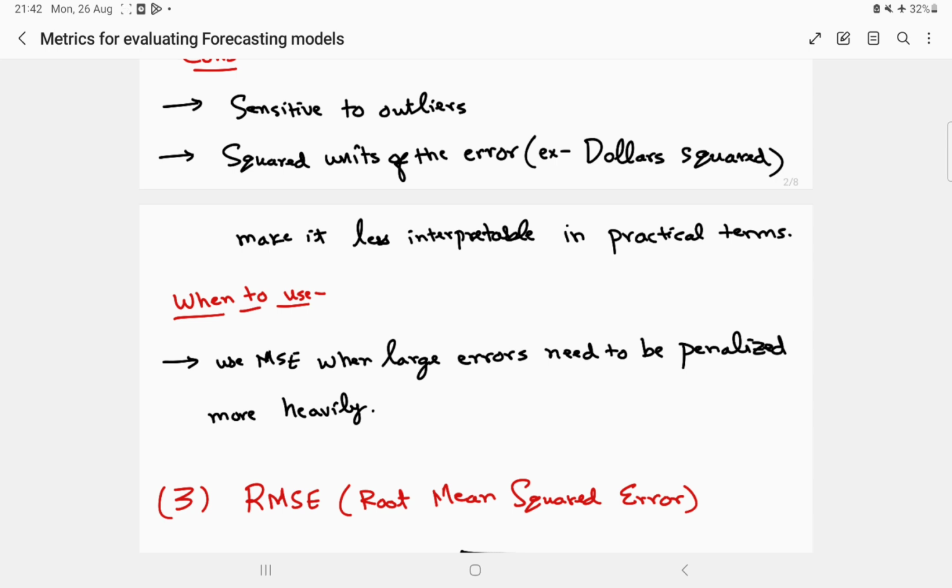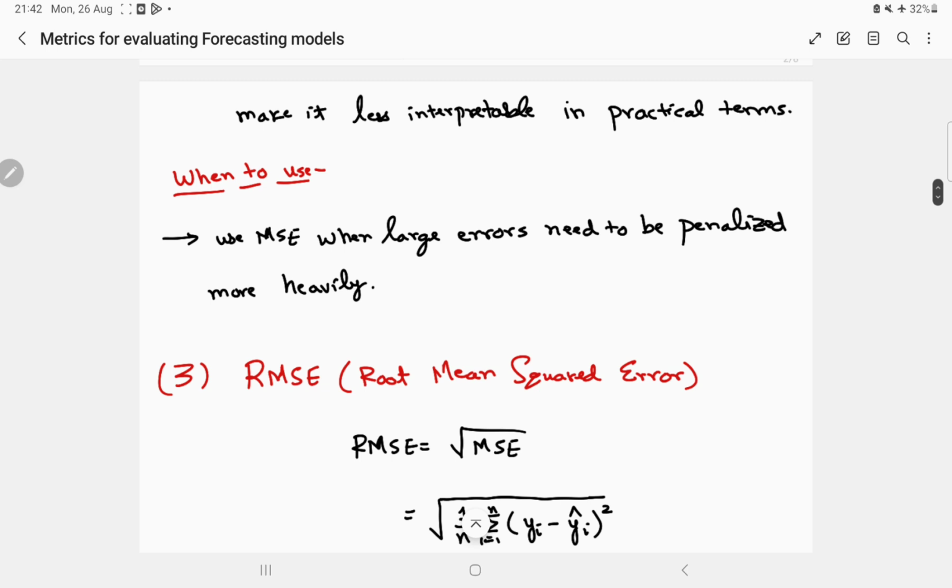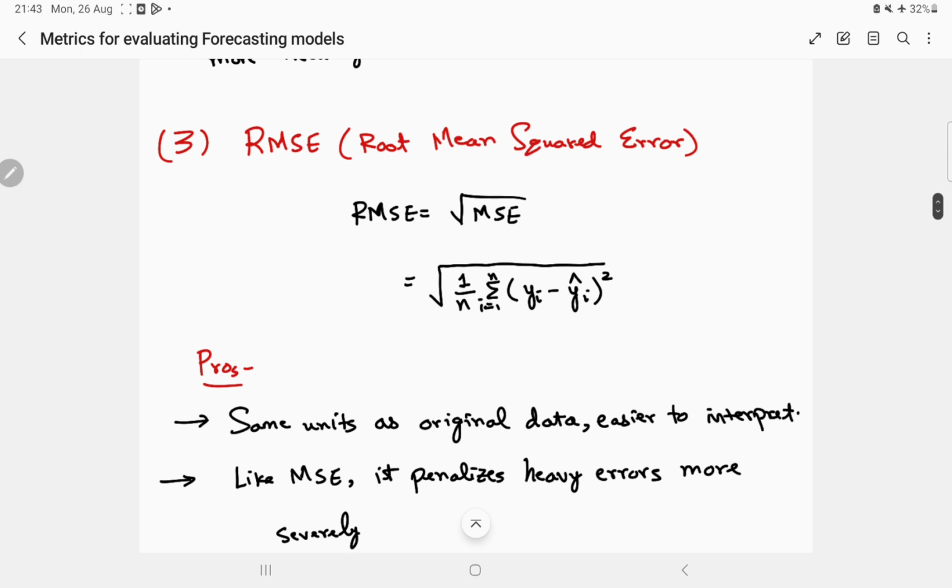And when it comes to when to use MSE, we can use MSE when large errors need to be penalized more heavily. So that is one scenario where MSE might be a favorable choice. The next one is RMSE, or root mean squared error. So RMSE is the square root of the MSE. It maintains the same units as the original data, which makes it even more interpretable than MSE.